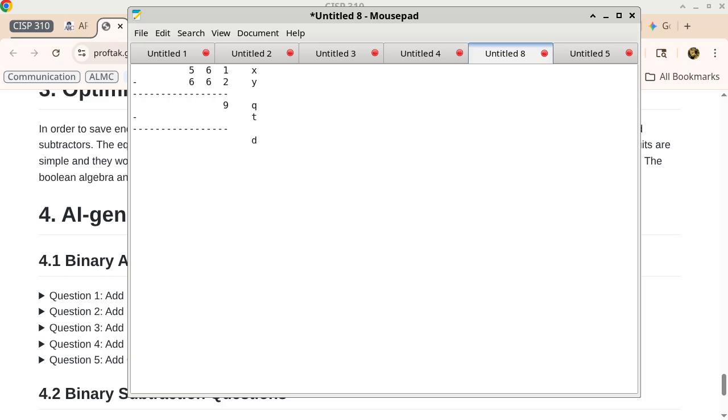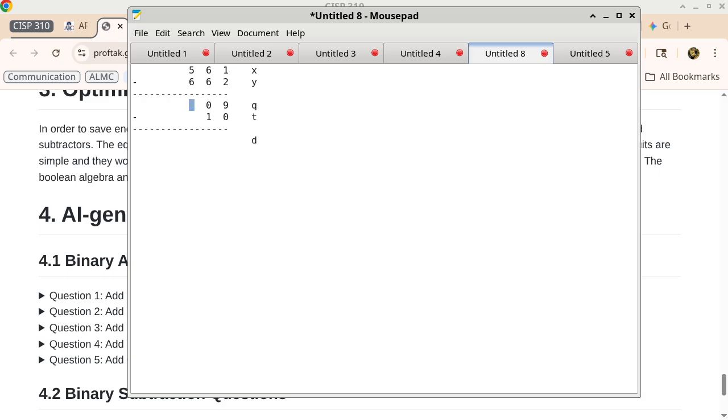Okay. And I just answered my own question. We do have a borrow here. So we put a borrow here. This is always going to be a 0, at least for the time being. Now we work on 6 minus 6. 6 minus 6, that's an easy one. It's got to be a 0. But I don't know whether to put a 0 or 1 here. So we'll work that out later.